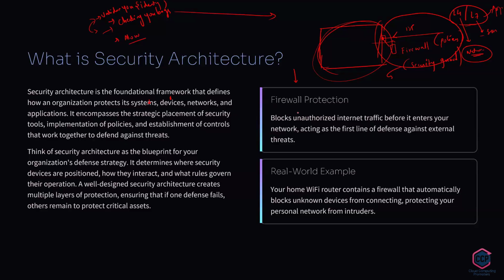What it will do here is block unauthorized internet traffic before it enters your network, same as a security guard, acting as a first line of defense against external threats. Whenever a threat happens, it should cross this firewall. If an attacker is capable of cracking this, first he'll do what we did yesterday, an nmap scan where we found some ports. He'll also do an nmap scan on this firewall.